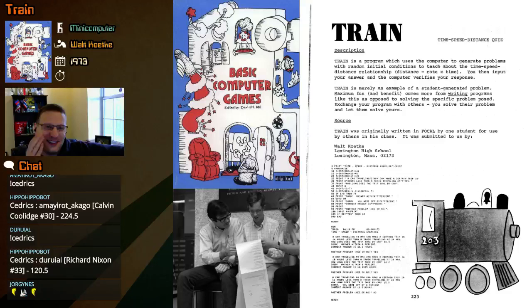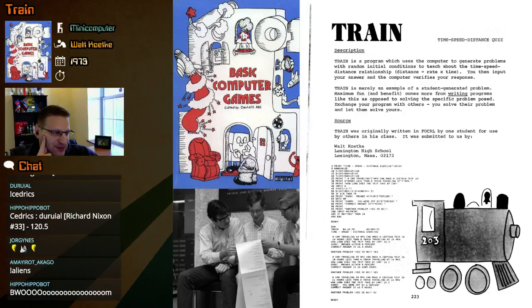Let's see. So, train is a program which uses the computer to generate problems with random initial conditions to teach about the time, speed, distance relationship. Oh God. Yep, distance equals rate times time. You then input your answer and the computer verifies your response. Train is merely an example of a student-generated problem. Maximum fun and benefit comes from writing programs like this as opposed to solving the specific problem posed. Exchange your program with others, you solve their problem, and let them solve yours.